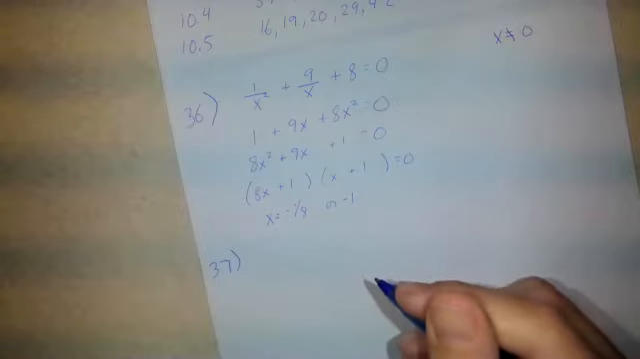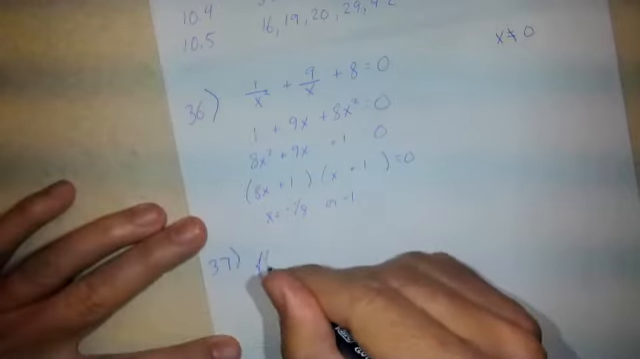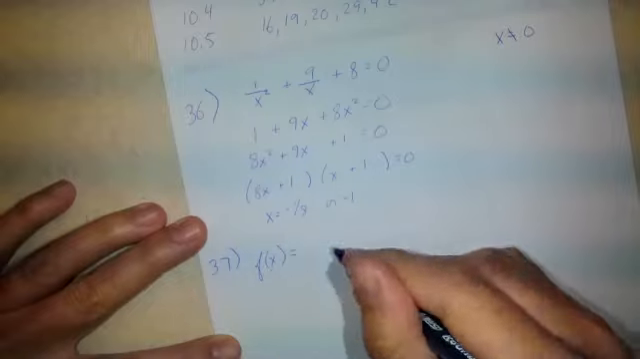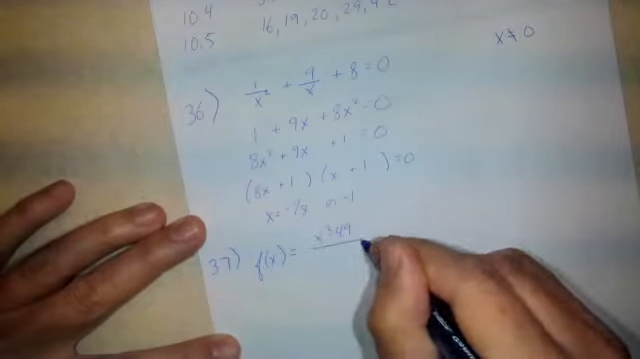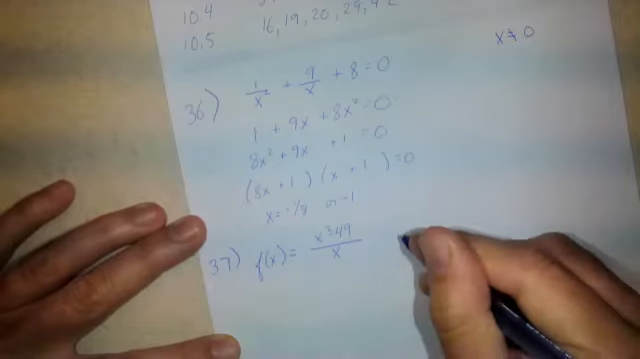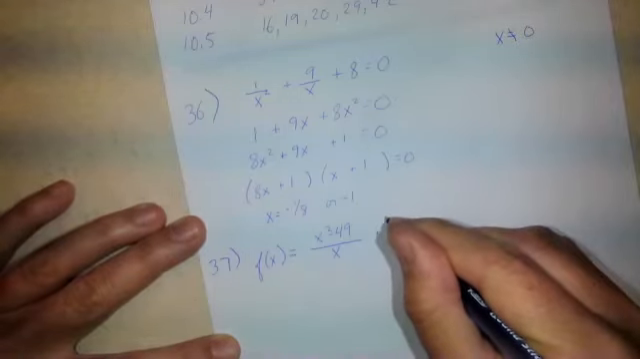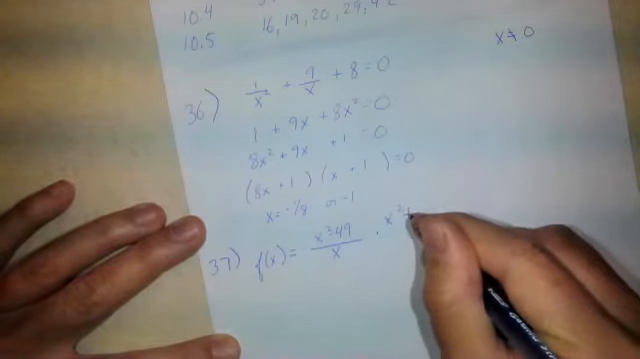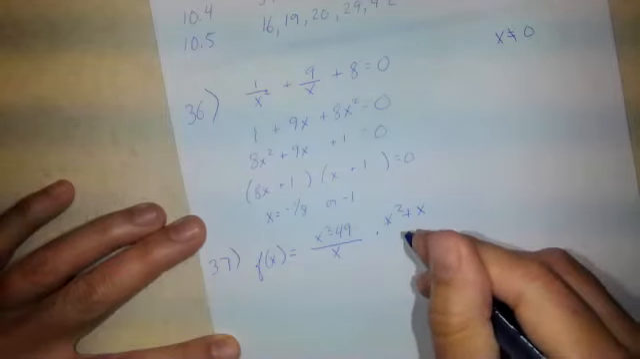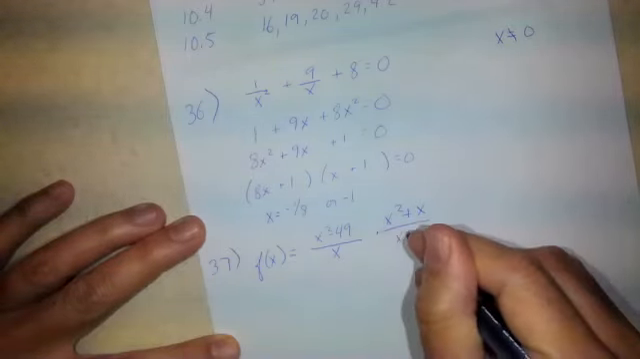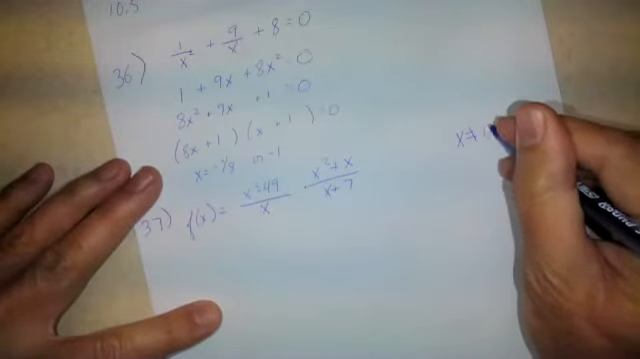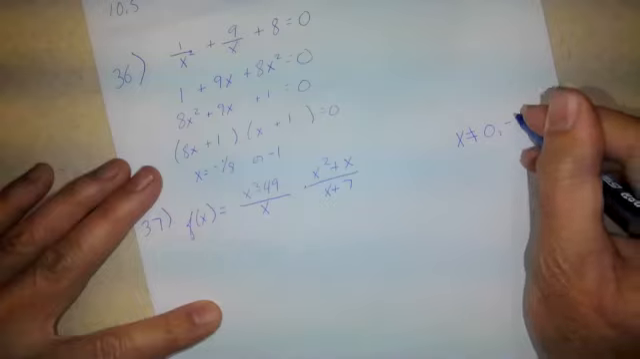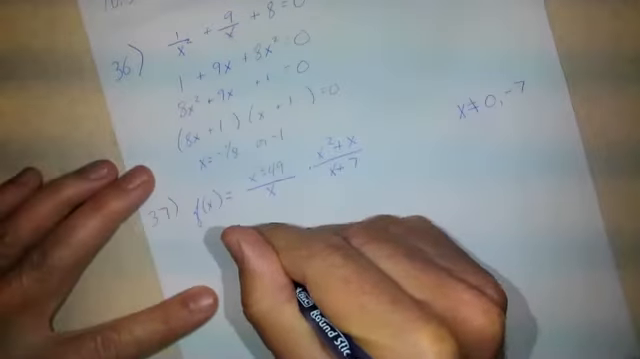Number 37 is our next one. Find the zeros of each function. My function is f of x equals x squared minus 49 over x times x squared plus x over x plus 7. Ooh, I feel like squares coming on. All right, right off the bat, I realize that x may not equal either 0 or negative 7. And let's factor these things.